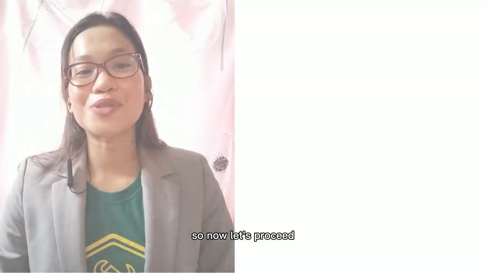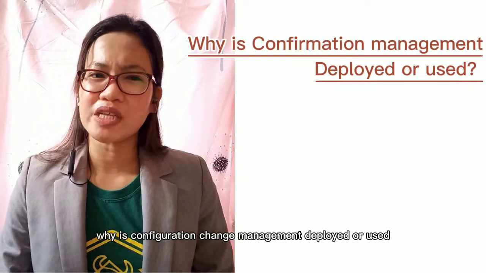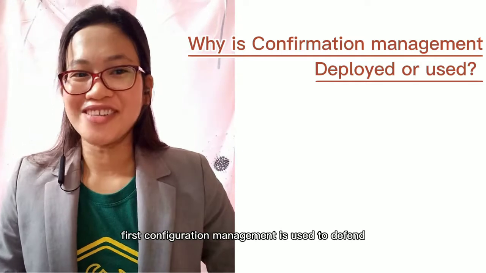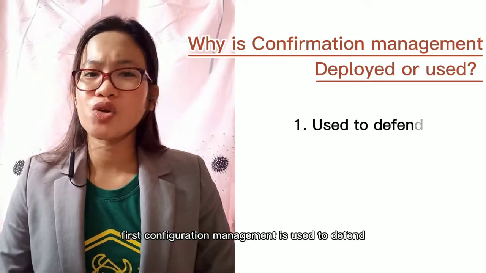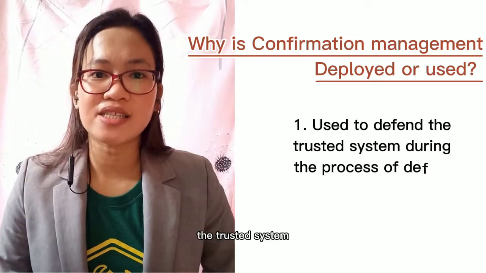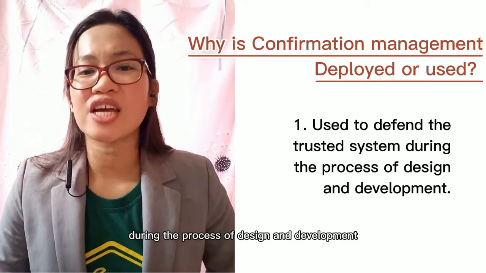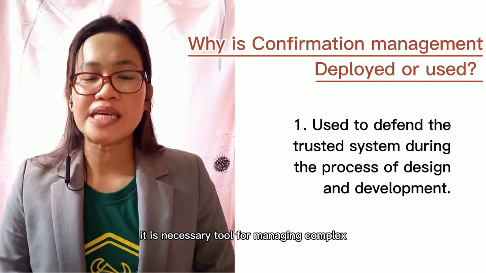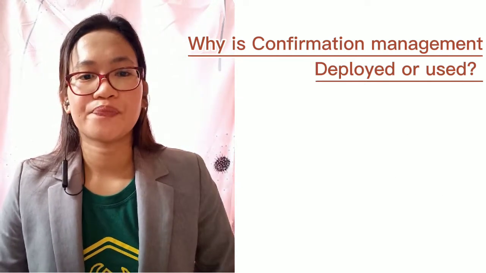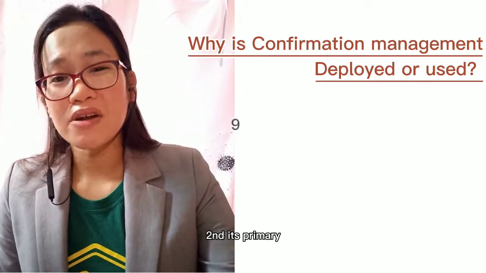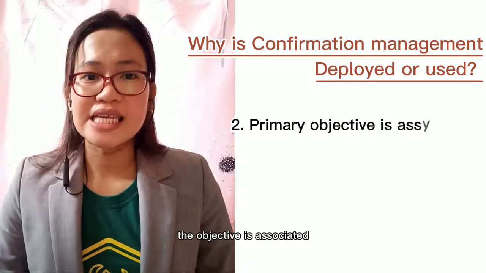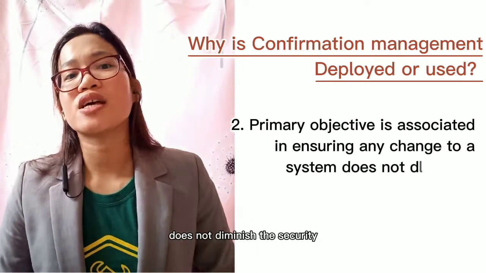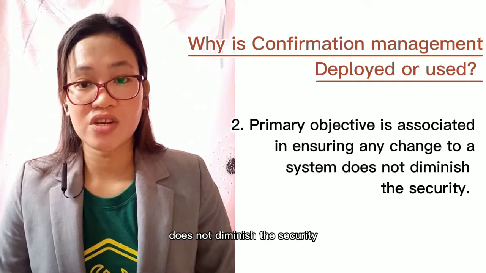So now let's proceed. Why is configuration change management deployed or used? So there are three main functions. First, configuration management is used to defend the trusted system during the process of design and development. It is a necessary tool for managing complex software systems. Second, its primary objective is ensuring that any change to a system does not diminish the security.